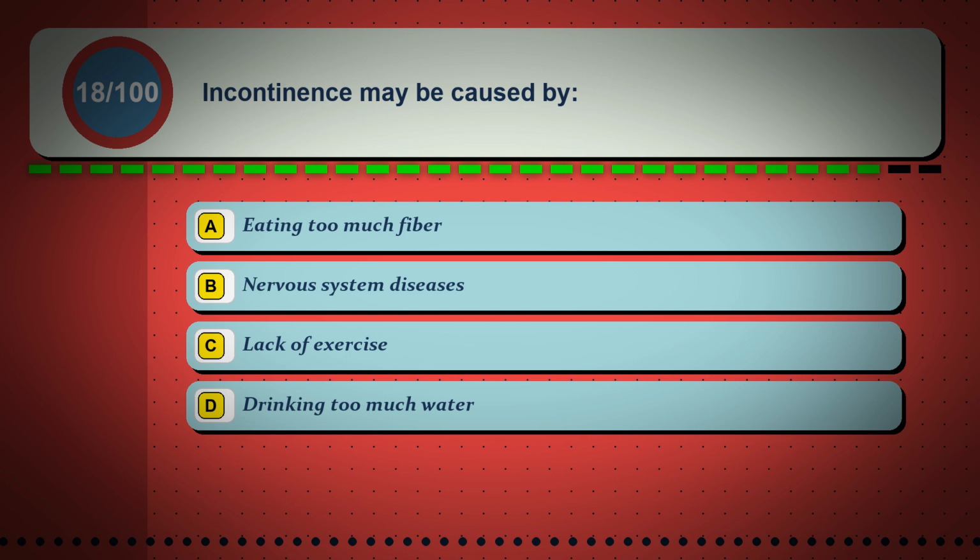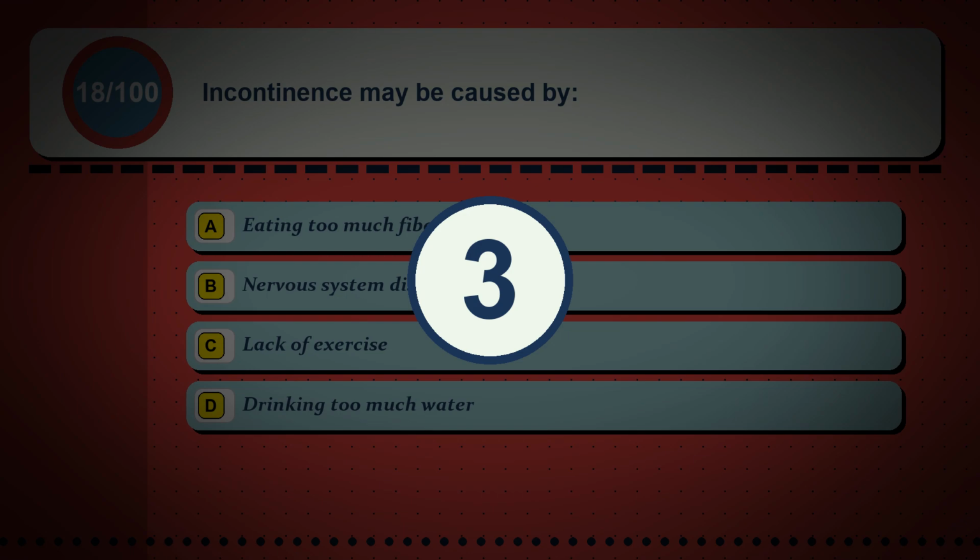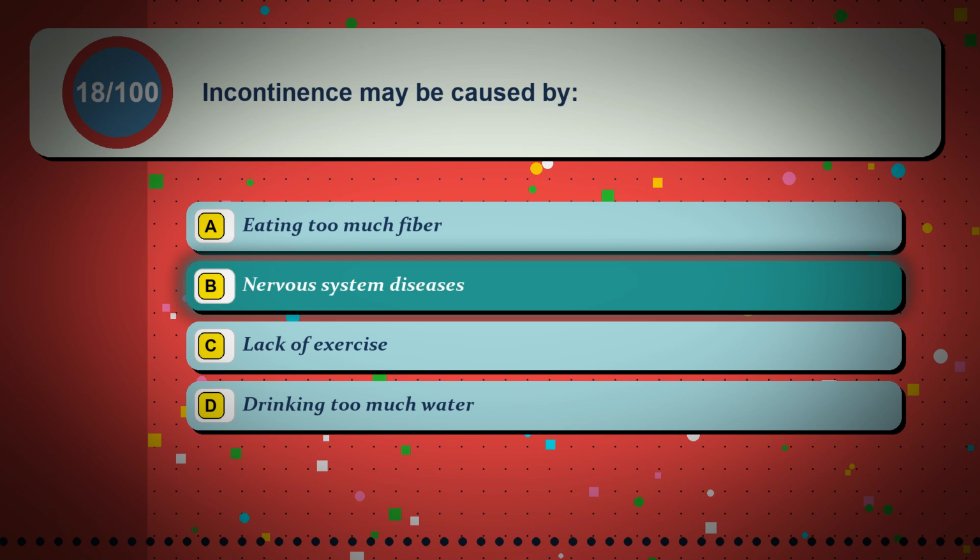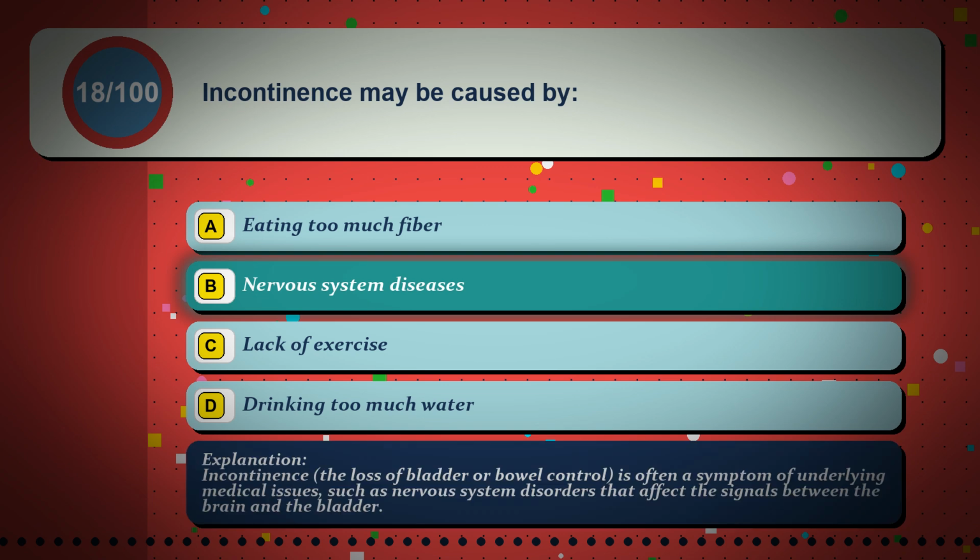Question 18. Incontinence may be caused by: Option A. Eating too much fiber. Option B. Nervous system diseases. Option C. Lack of exercise. Option D. Drinking too much water. The correct answer is option B. Nervous system diseases. Incontinence, the loss of bladder or bowel control, is often a symptom of underlying medical issues, such as nervous system disorders that affect the signals between the brain and the bladder.